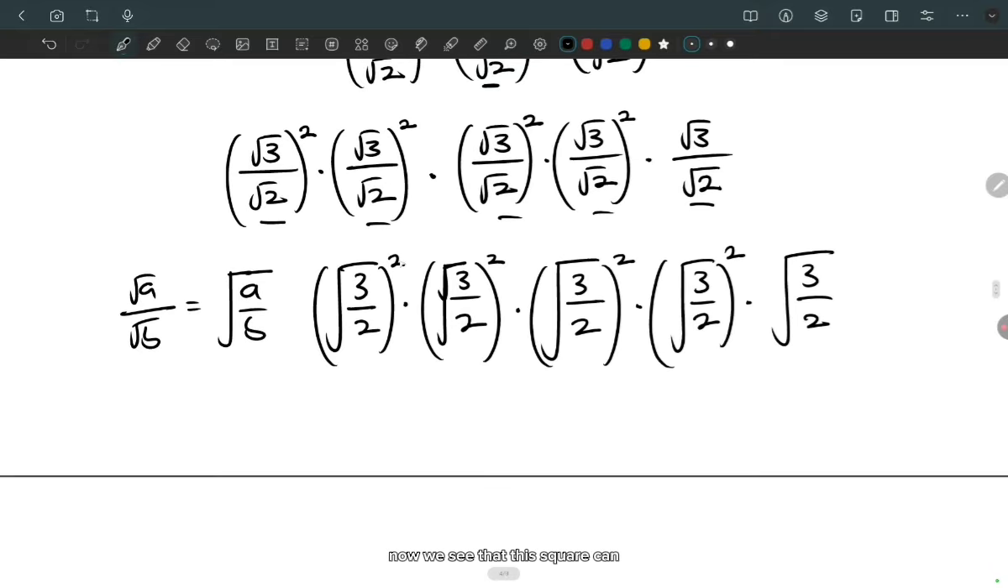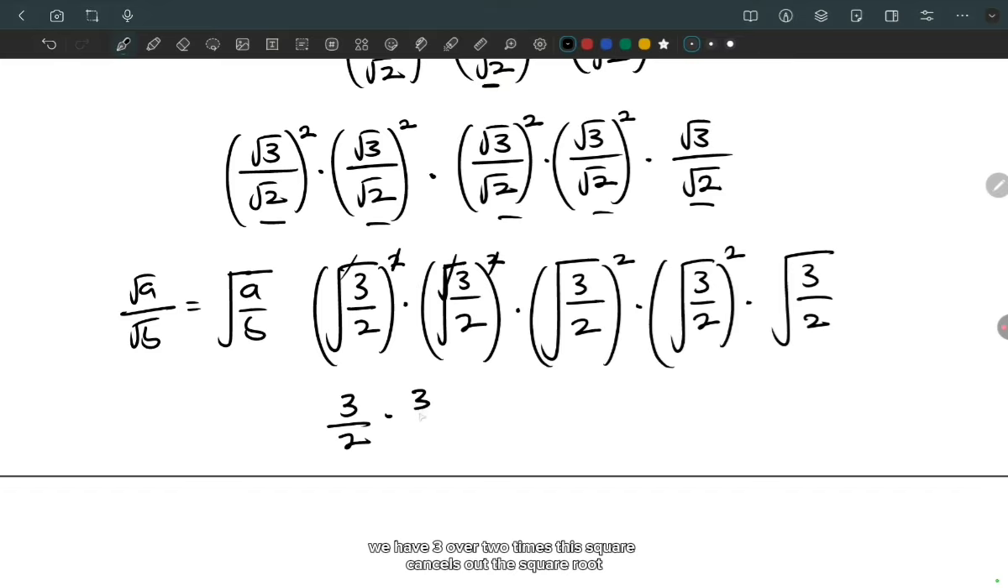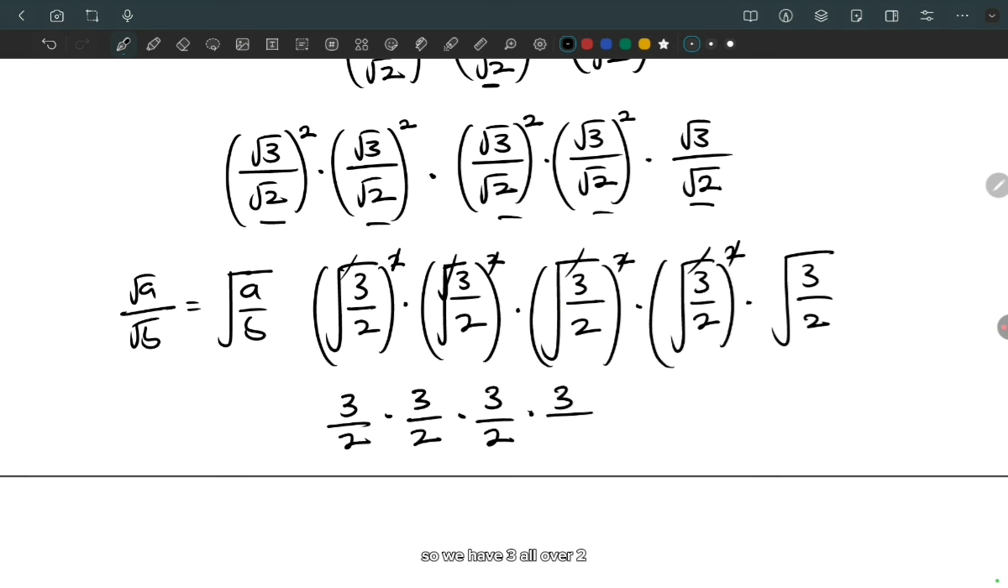Now we'll see that this square can cancel out the square root, so that we have 3 all over 2, times this square cancels out the square root, we have 3 over 2, times this square cancels out the square root, so we have 3 over 2, times square cancels out the square root, so we have 3 all over 2, and then times the square root of 3 all over 2.